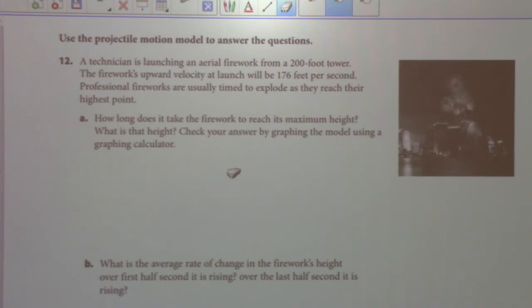All right. Anyway, we're going to have at the beginning of this kind of a mini discussion on something called projectile motion.